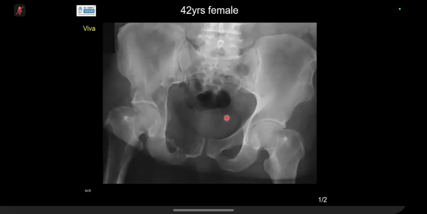So the conclusion, I have got a solitary expansile lytic bony lesion. My differential diagnosis for this, it could be due to metastasis, especially if the patient is a known case of malignancy. Other differential diagnosis, it could be due to multiple myeloma.